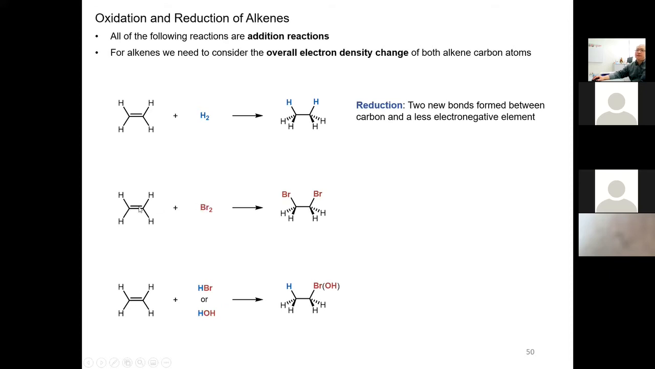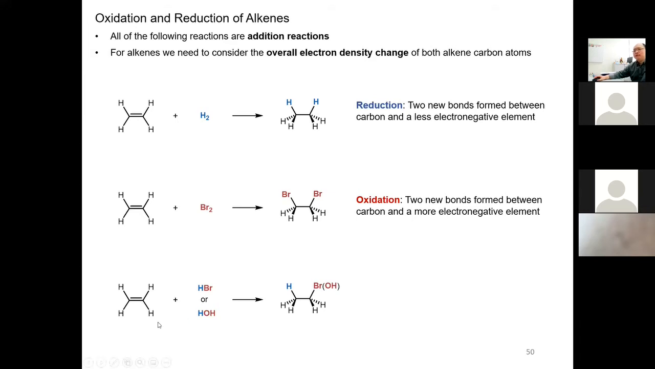All right, so these 2 carbons originally form a pi bond between each other, so a C=C bond, right? And then at the end, we have 2 C-bromide bonds formed. Okay, and bromine is, as you know, very electronegative. So this is considered an oxidation: 2 new bonds formed between carbon and a more electronegative atom.